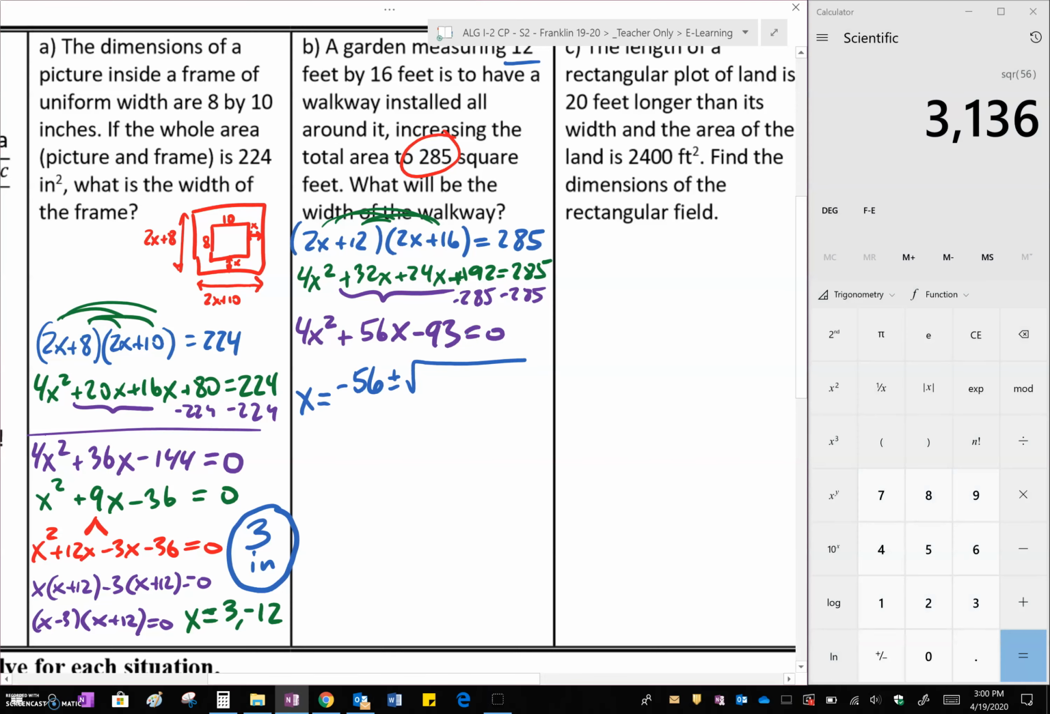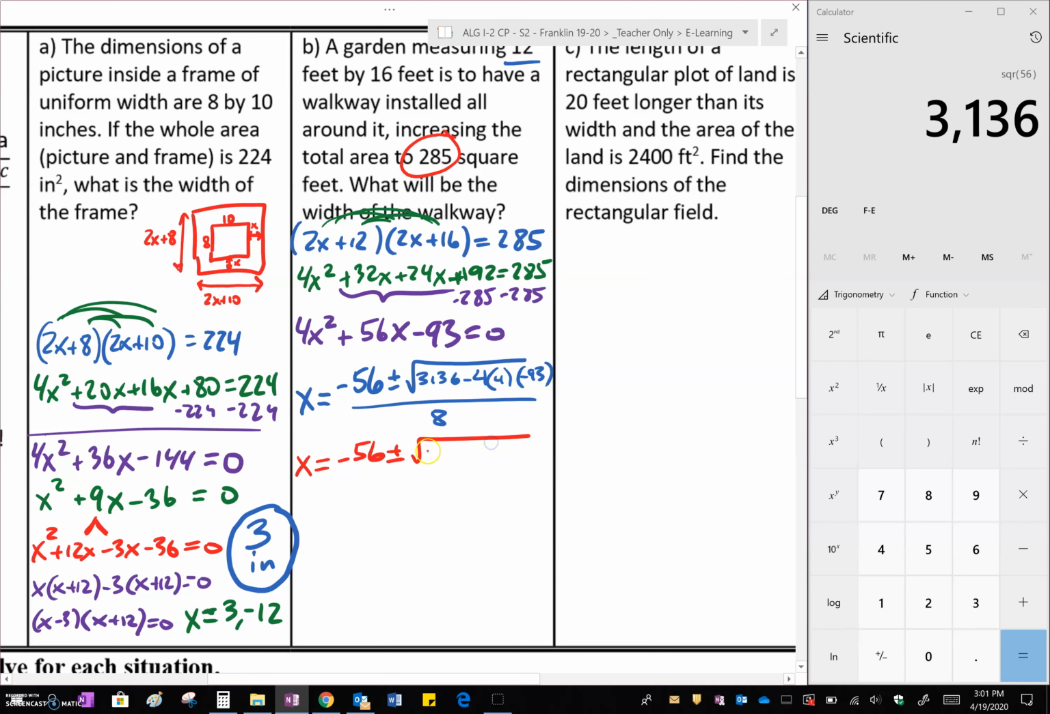So 3136 minus 4 times a times c. A is 4, c is negative 93, all over 2a, so 2 times a, which is 8. So it's all in there. It's big numbers, kind of a mess, but the calculator does it, so we don't have to. So let's figure out the radical.